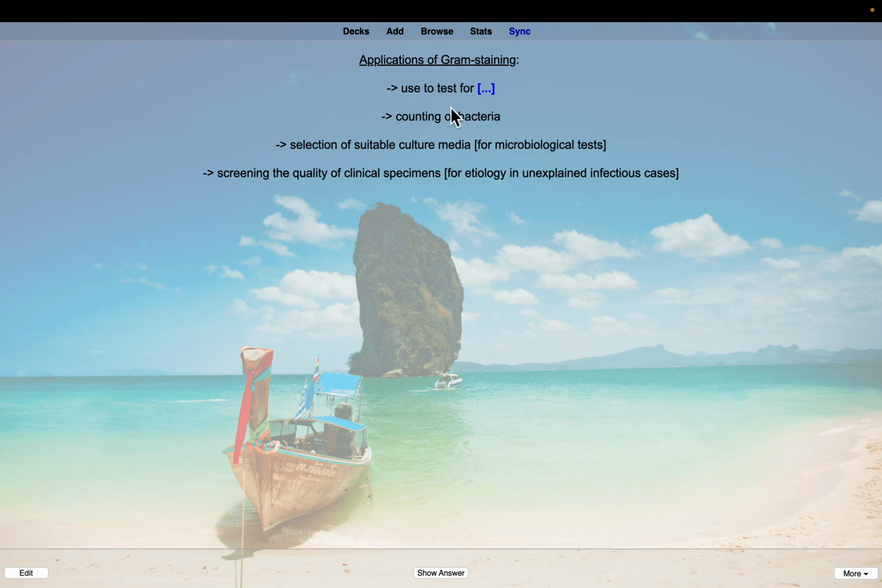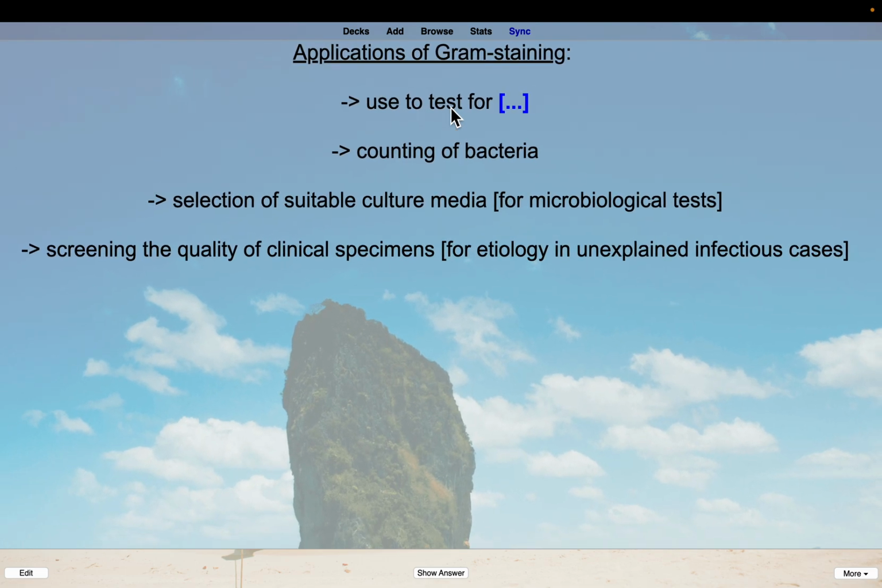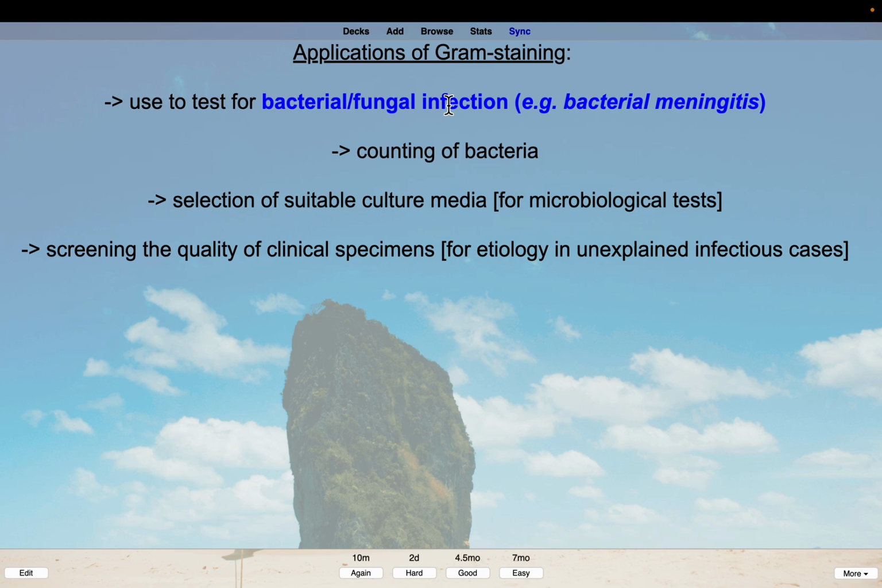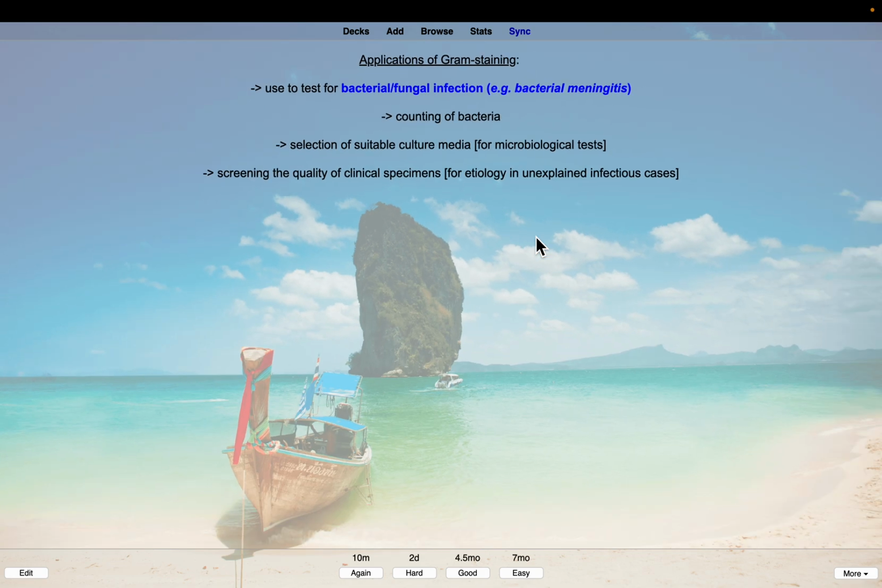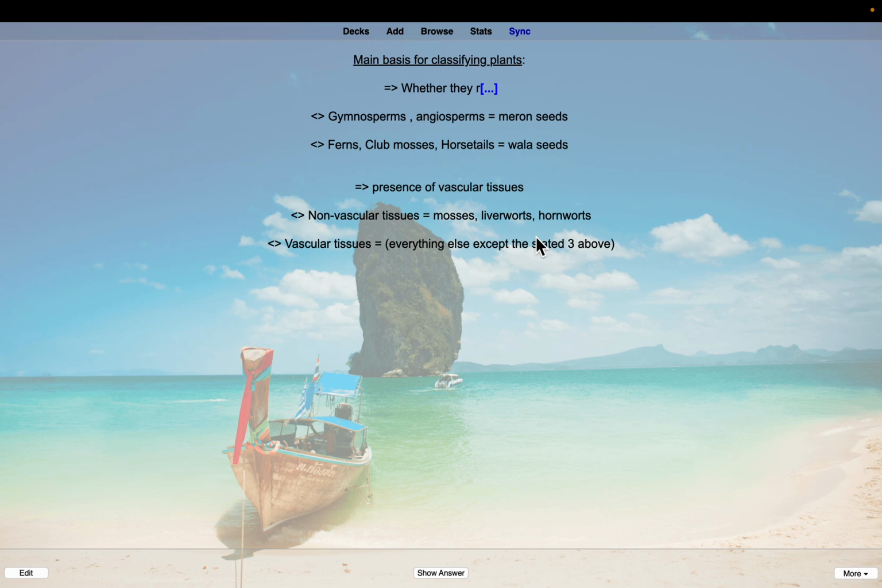Okay, applications of gram staining. Earlier, we have identified the importance in the medical field. So it is used to test for bacterial or fungal infection. So this is the counting of bacteria, selection of suitable culture media for microbiotests, and screening the quality of clinical specimens for etiology and explained and unexplained infectious cases. After all, we don't know all diseases yet. We haven't discovered everything yet.